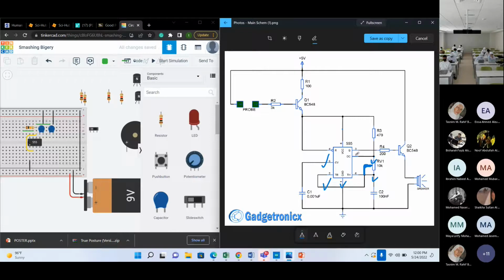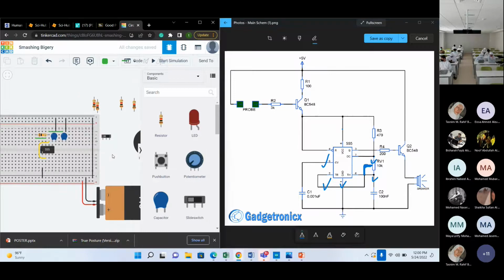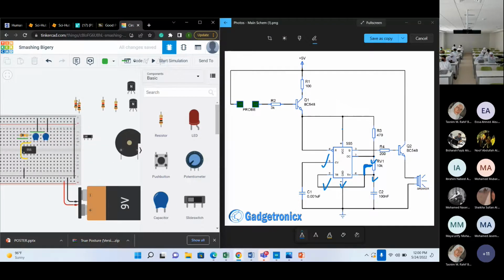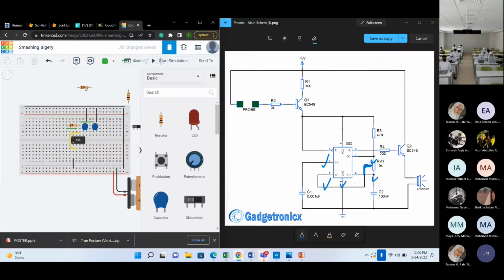Can you see it, guys? The connection here from pin number 7 to the resistor to pin number 8. Is it there? Okay, excellent. So what are we going to do now? I'm going to take one of my resistors. Let's say, for example, this one here. I'm going to rotate it so that I can use it here. And then what am I going to do? I'm going to connect it between pin number 7 and pin number 8.